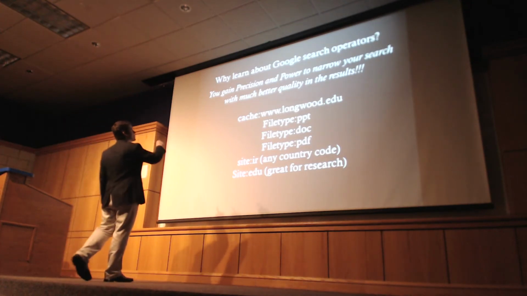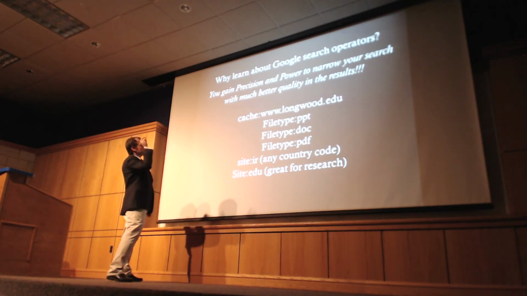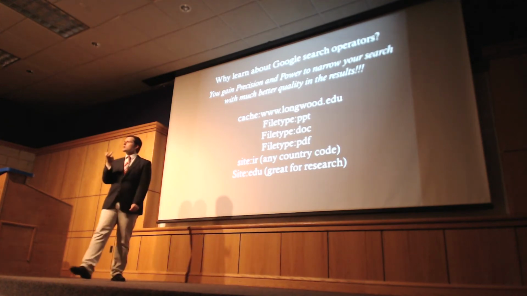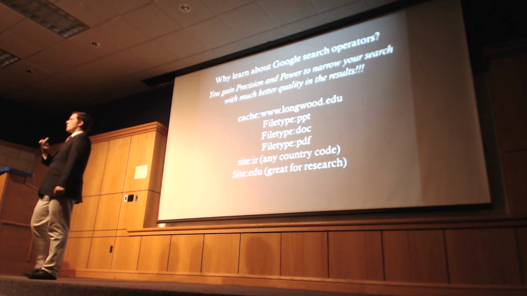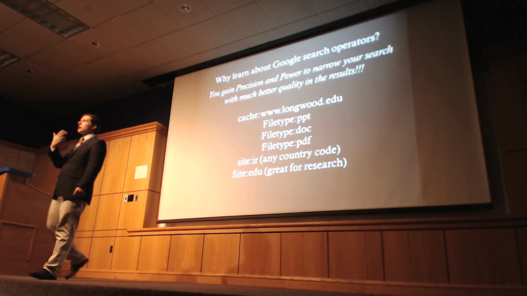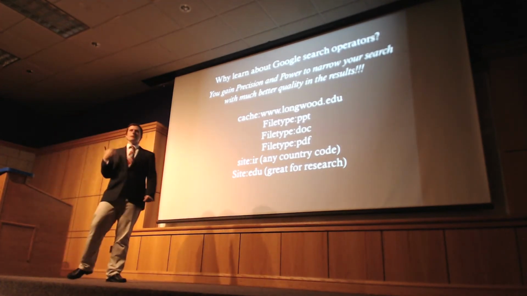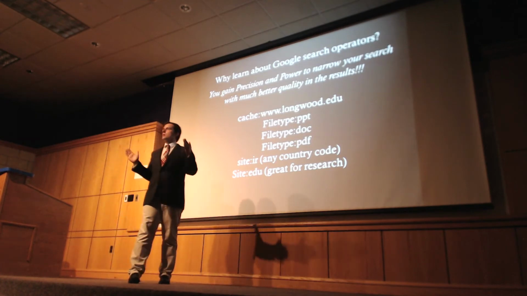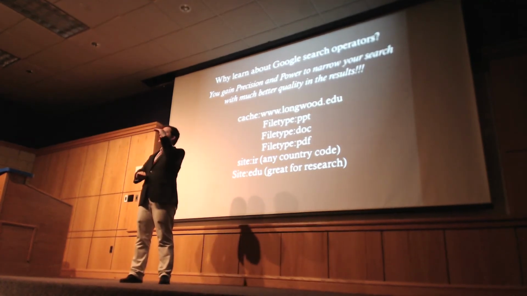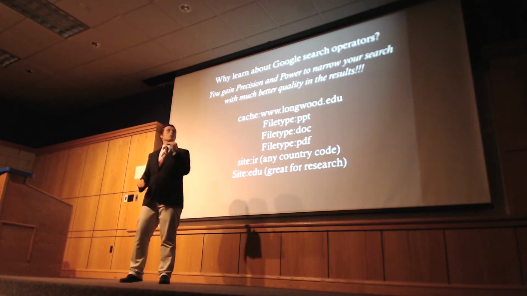One is cache, www.longwood.edu. If you put the word cache in front of a website, it'll allow you to see a website even if it's gone. It'll show you an old version of a website. So if you want to see a really ugly version of a popular website, you can put cache and it'll show you the history that Google's kept.